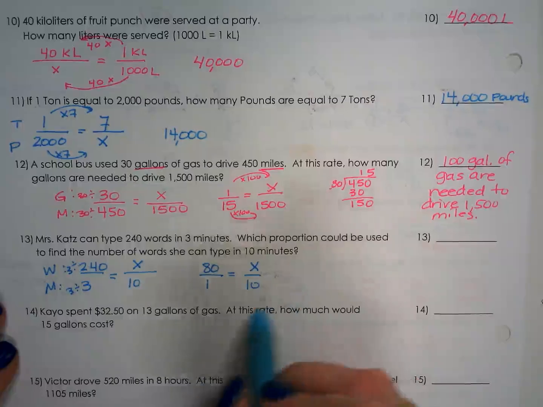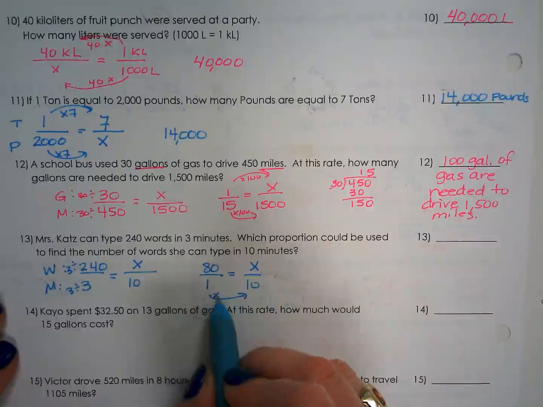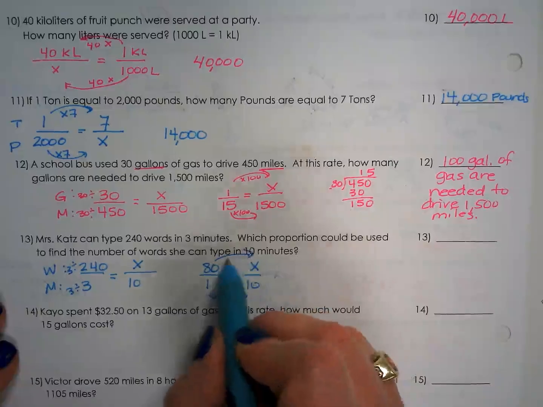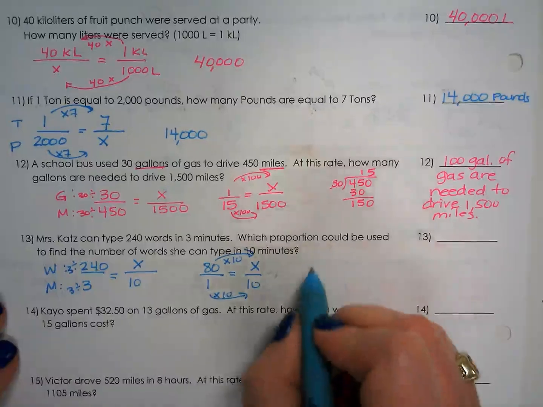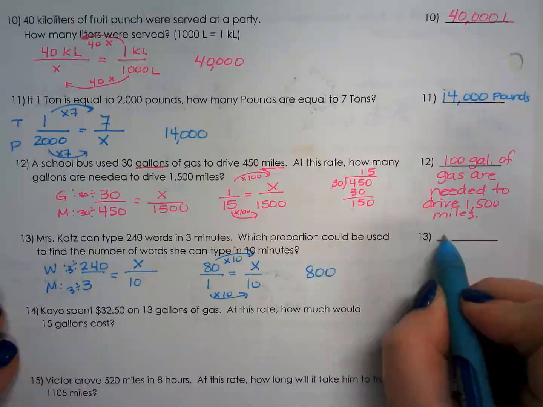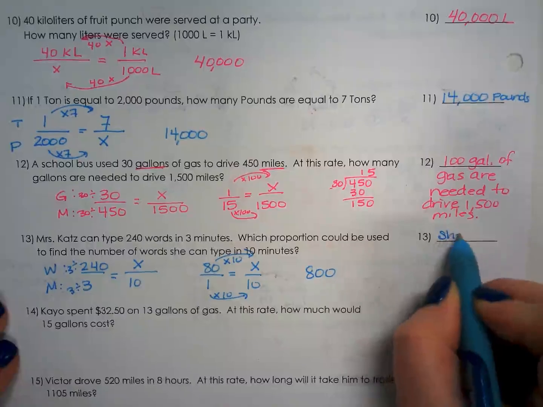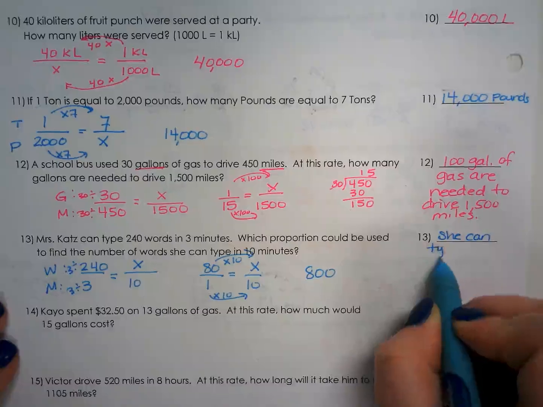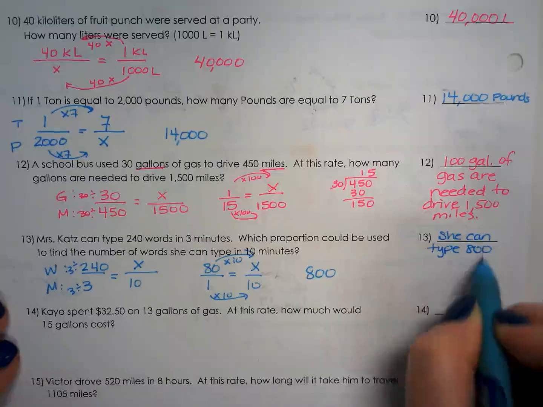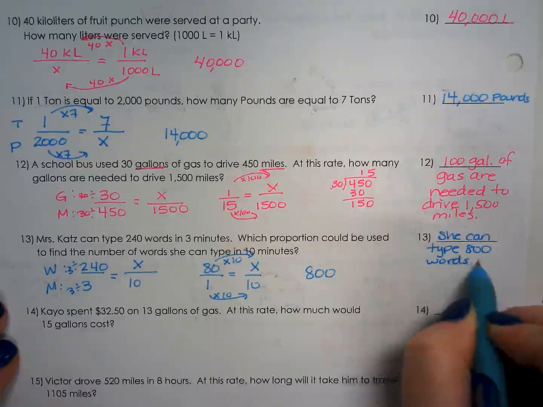So how do I get from 1 to 10? I multiplied by 10. We're going to do the same thing on the top, so it turns out we have 800. She can type 800 words in 10 minutes.